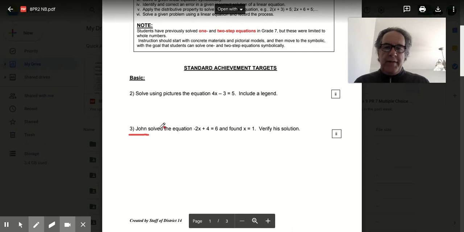Okay, so you had to verify John's solution. What he said was the solution was the number 1. If you put that into the equation, and if x is equal to 1, remember you have to go with the bracket and the 1. So x is equal to 1 plus 4 equals 6.